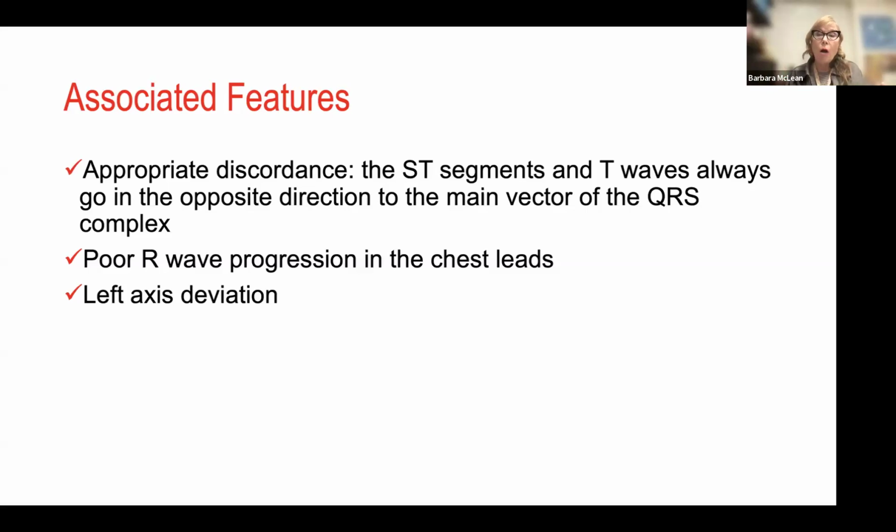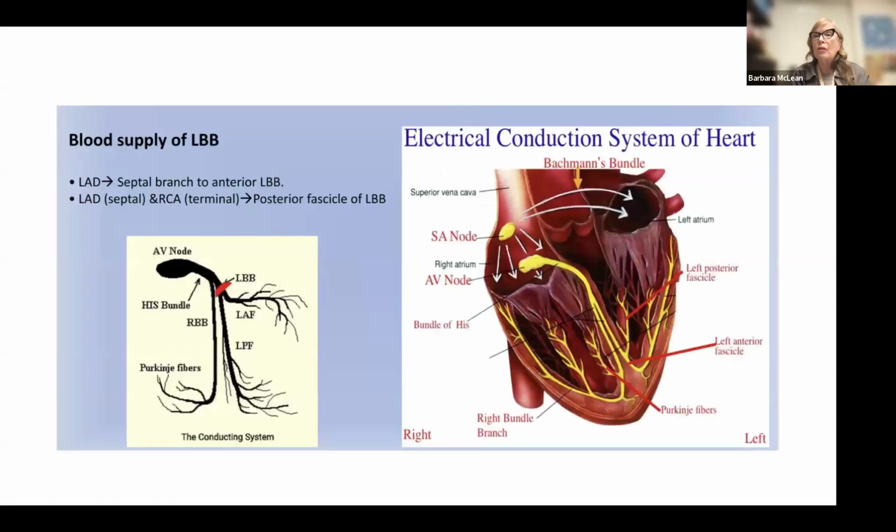And we have poor R wave progression, meaning it's not small, bigger, bigger, big, big. It's huge, smaller, smaller, big, big, big. So not progressing, not starting small and getting bigger. That's poor progression. And absence of current really until about V3 or V4 is poor progression as well. So I'm always going to look at that R wave progression, and then I'm going to look at axis deviation.